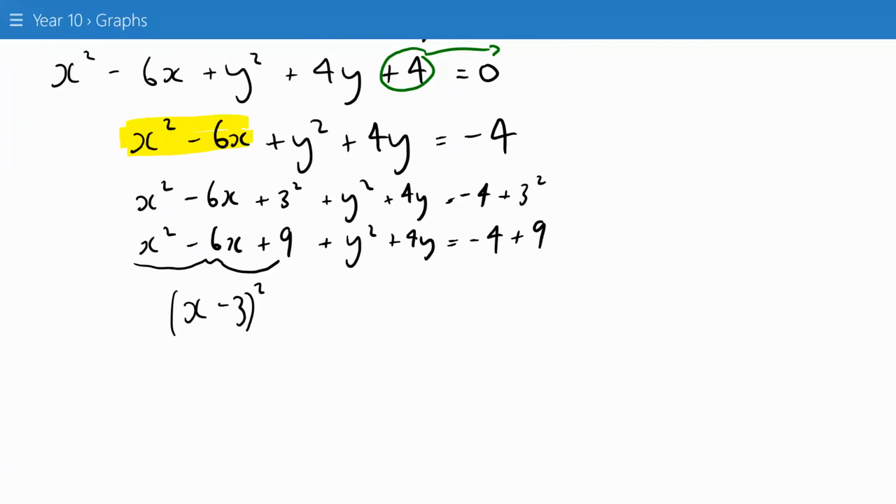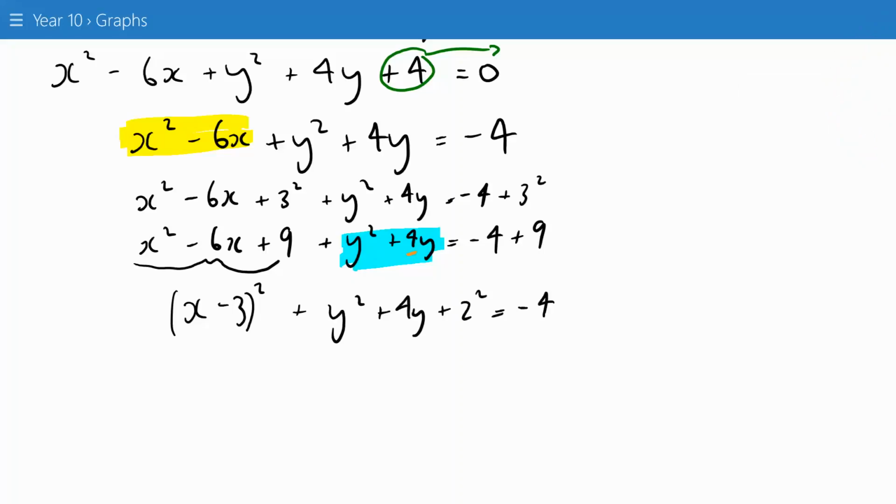Let's look at this. Y squared plus 4y now. Think about it. What I have to do, I have to halve 4. What is half of 4? It is 2. And then square it. So you halve the coefficient and then square it. So half of 4 is 2. 2 squared is 4. So I'm plussing a 2 squared equals there.